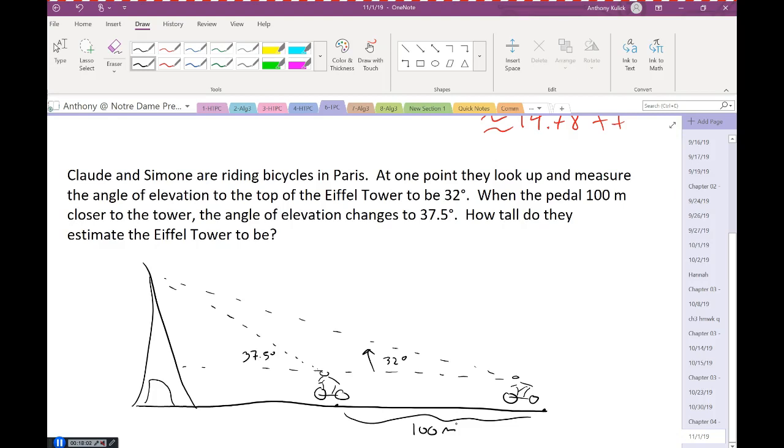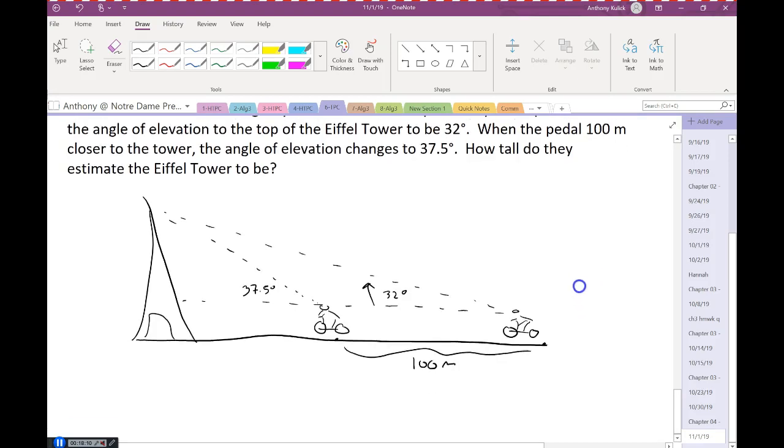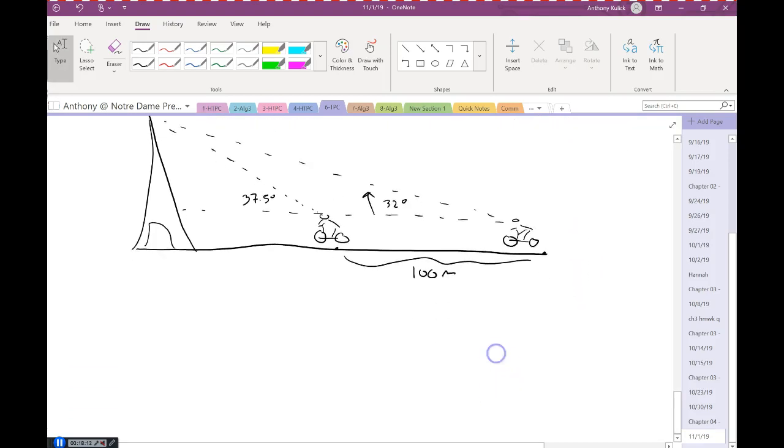Everybody okay with the picture that I've drawn? That looks like what was described there in words, right? So just like before, I'm going to start by turning this just into a right triangle situation.